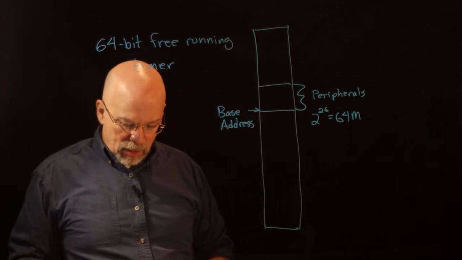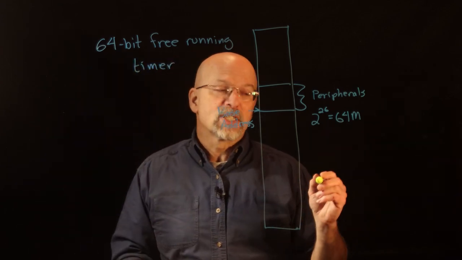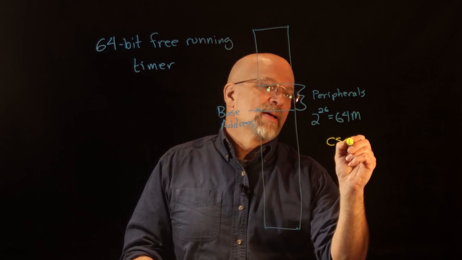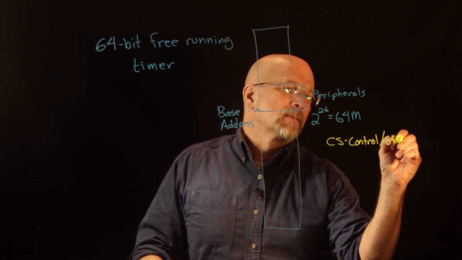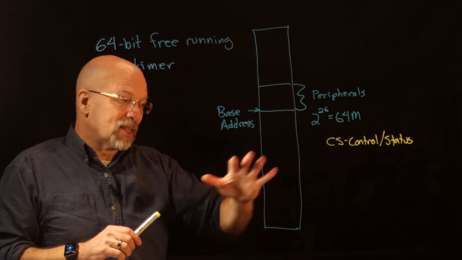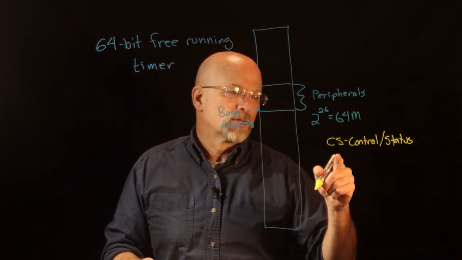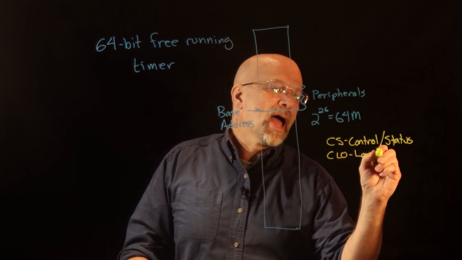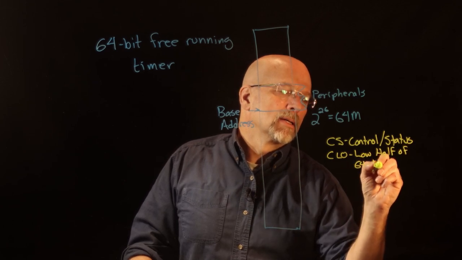Now, let's talk a little bit about the registers that we are communicating with. There are going to be seven of them. First we have CS, which is for control and status. What we'll see is that these are some pretty simple bits that we're going to be working with in this particular register. Then we have C low, which is the low half of the 64-bit timer.